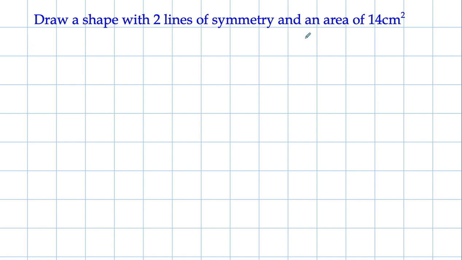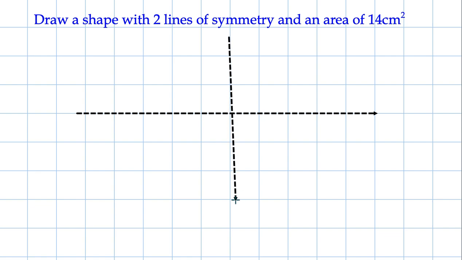The last one here, here's a wee puzzle. Draw a shape with 2 lines of symmetry and an area of 14 square centimetres. 2 lines of symmetry. You might not have covered symmetry too much, but what we're looking for is basically kind of dotted lines. So a line of symmetry might go along the way, like that, and it also might go up and down the way like that. So rectangles have a line of symmetry like that, but not just rectangles. So you could be a bit creative.